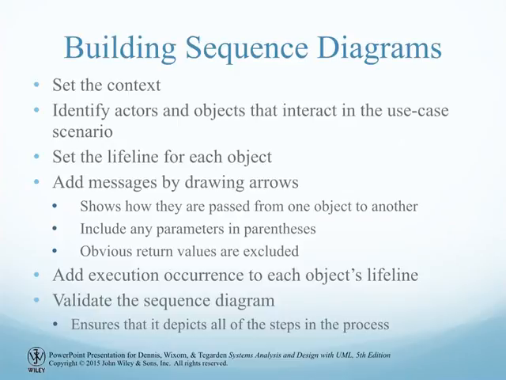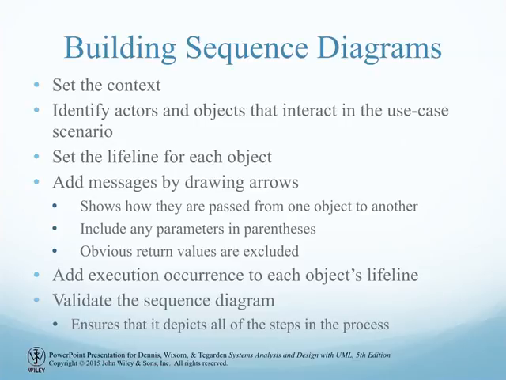So very briefly, some best practices for creating these sequence diagrams. First, you set the context, which, on one hand, is very simple. You draw the box, right? But it's also defining what use case we are going to do. What are we trying to find the sequence of here? So setting that context, setting exactly what it is we are trying to map out, is the first step.